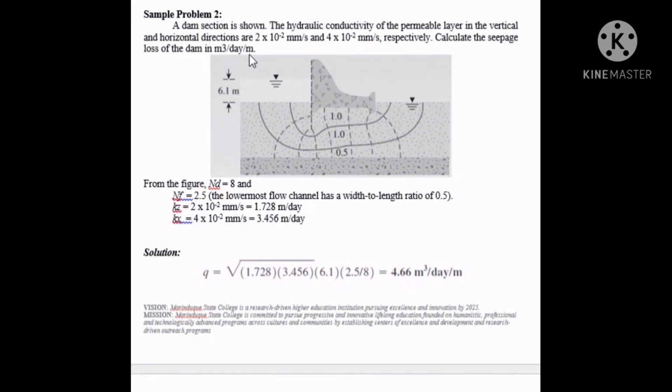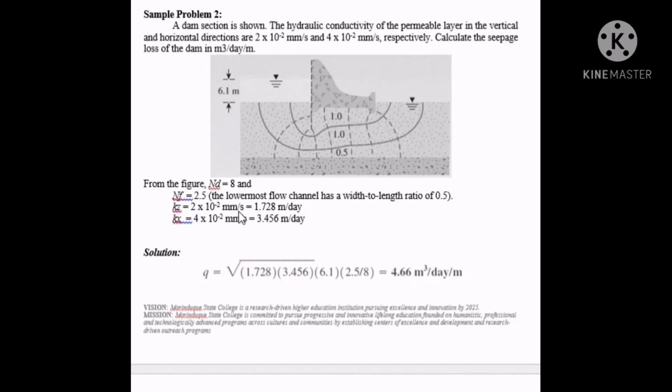So if we're going to look at the problem, this is an example of anisotropic soil, or non-isotropic soil, because there are two given hydraulic conductivities, Kx and Kz. Therefore, Kz is equal to 2 times 10 raised to negative 2 millimeters per second.